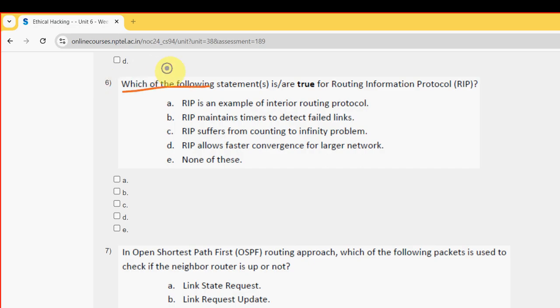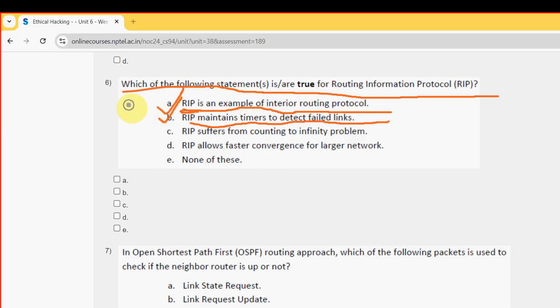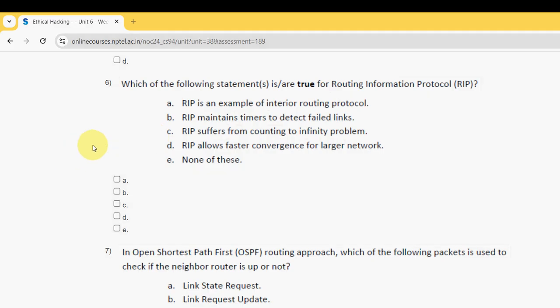Sixth question. Which of the following statement or statements is or are true for routing information protocol? So for sixth question, there are three probable solutions, guys. The first one is option A. Routing information protocol is an example of interior routing protocol. Next, option B, it maintains timers to detect failed links. And option C, it suffers from counting to infinity problem. So mark option A, B and C.